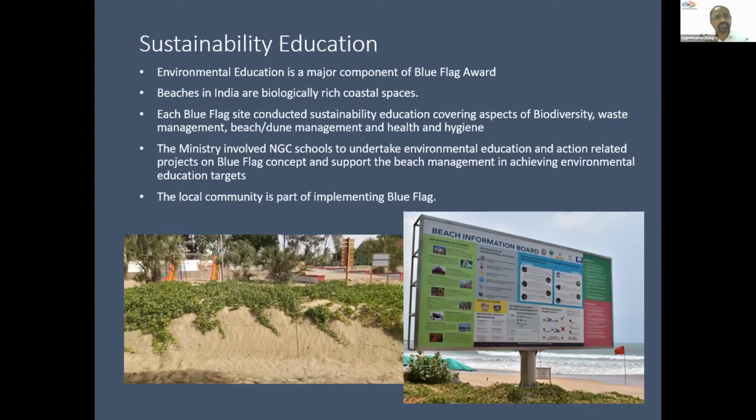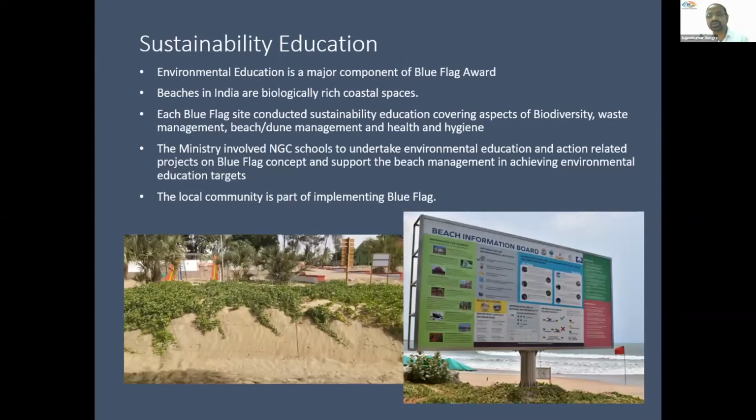Now, we have almost 20 such sites, and education is not just about the tourists and the community. What the Ministry of Environment also did was run a national program called the National Green Corps Program in the schools. The schools attached to the beaches, all 20 or 30 schools in the periphery of that particular beach, were made part of that beach ecosystem.